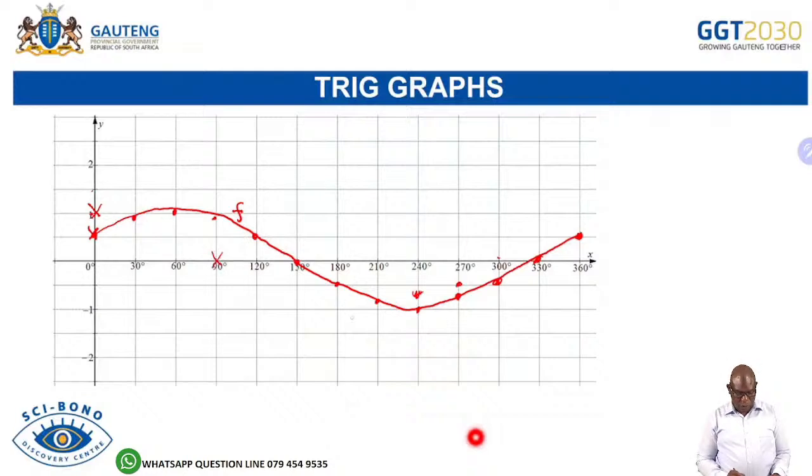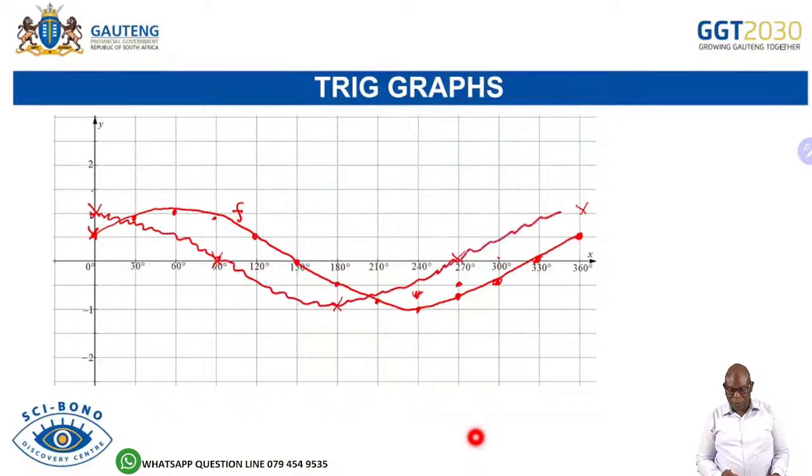At 180 is going to be negative 1. At 270 is going to be 0. At 360 is going to be 1. So I'm just going to draw it like this. Please don't do this. Just draw a smooth line here. I'm just drawing this to differentiate the two graphs. So this is the graph of G.